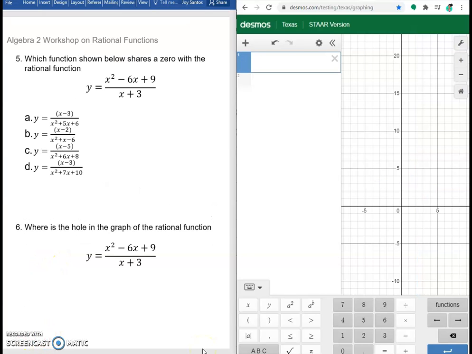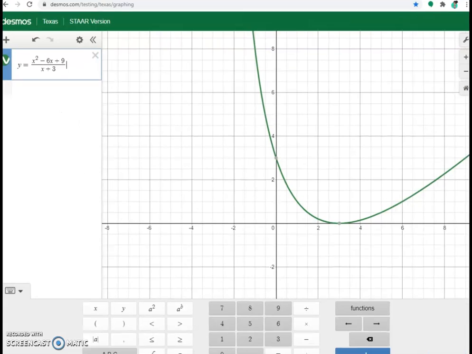Now let us do number 5. Which function shown below shares a 0 with the rational function? This one. Let's go ahead and plug this in first on Desmos. Let's see what the 0 of the function is for this one. And then we will plug this in one by one to see which one shares the same 0 of the function as this one. All right. Let's take a look at this. And the 0 of your function here is 3.